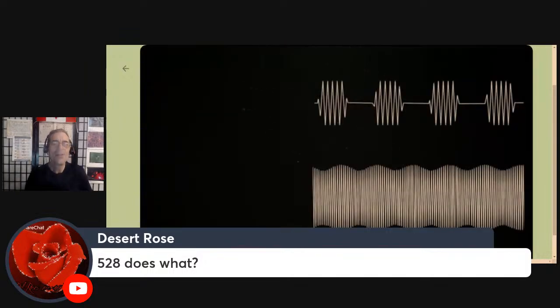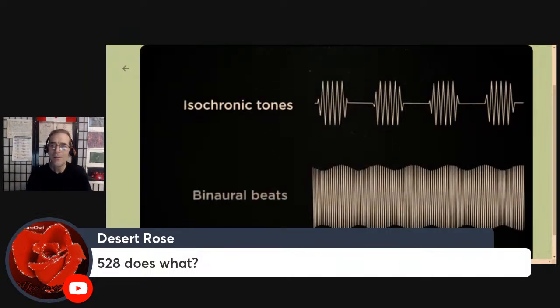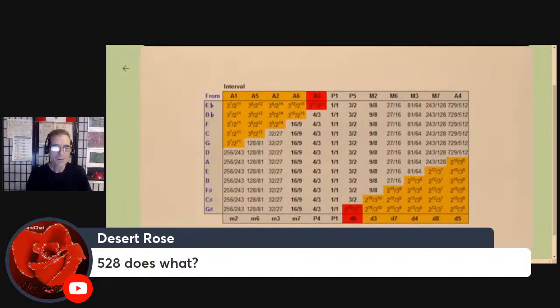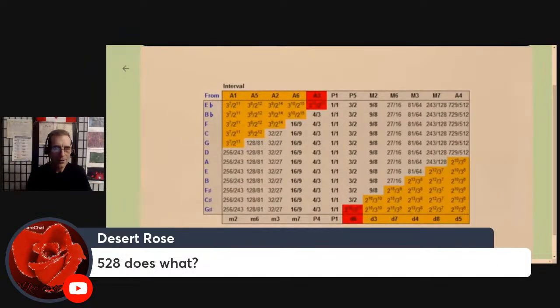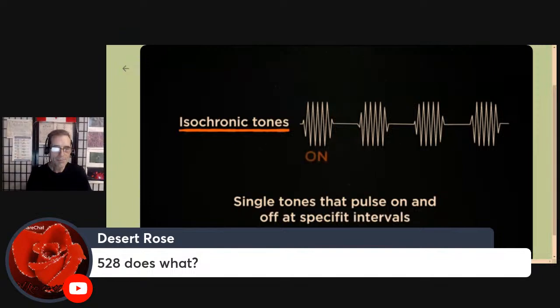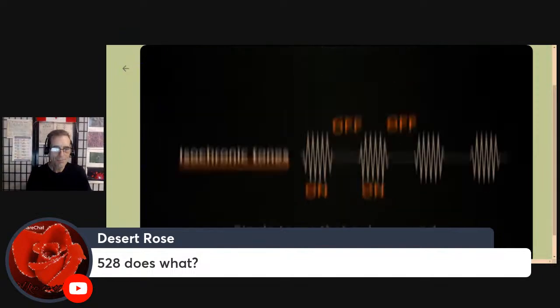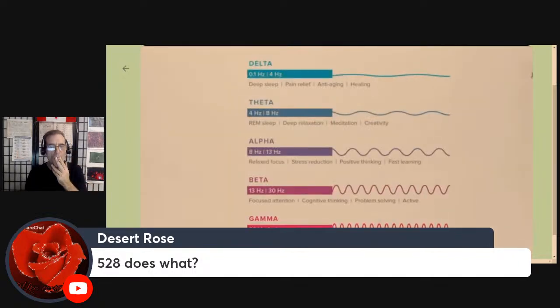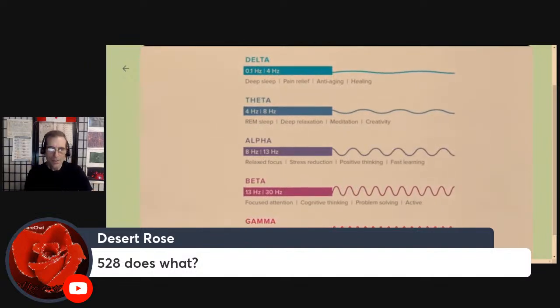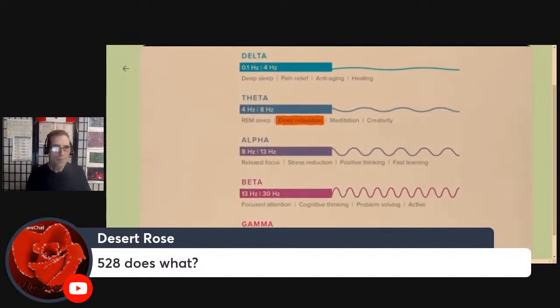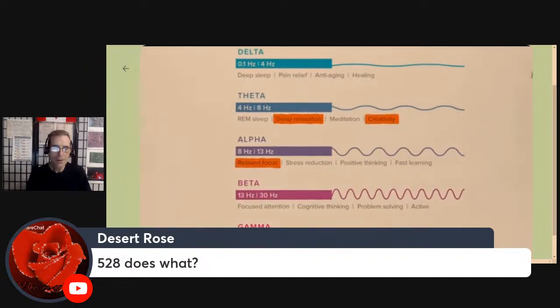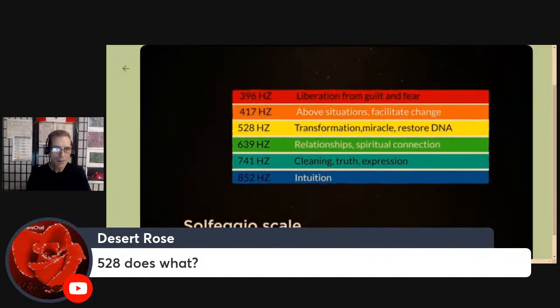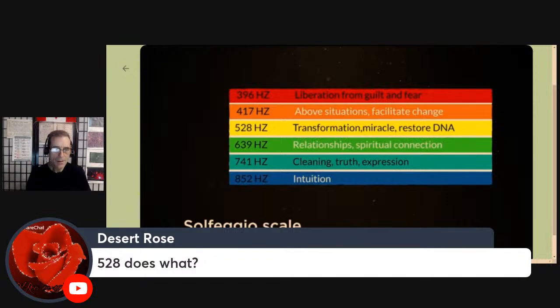Moreover, sound-based therapies such as isochronic tones and binaural beats offer further opportunities to experience specific frequencies. Isochronic tones are single tones that pulse on and off at specific intervals, while binaural beats involve presenting two slightly different frequencies to each ear, resulting in the perception of a third frequency. These techniques can be utilized to target specific brainwave states and induce desired effects such as relaxation, focus, or enhanced creativity.